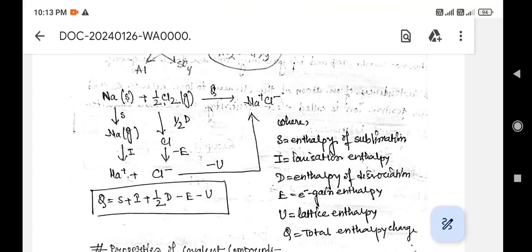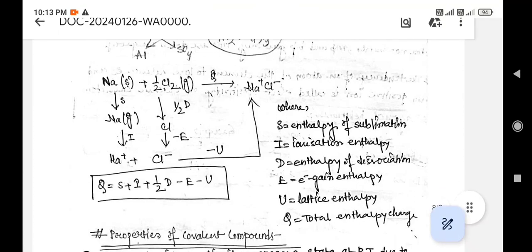Conversely, for half Cl2, there is half D, the enthalpy of dissociation. The molecule is dissociated into Cl, and then E, the electron gain enthalpy, where the electron is released, gives Cl-. Then Na+ and Cl- combine with minus U, the lattice enthalpy, and ultimately we get Na+ Cl-. If we combine all of these, we get the overall enthalpy change: Q = S + I + half D - E - U. Signs are not changed here; signs remain intact as they are.